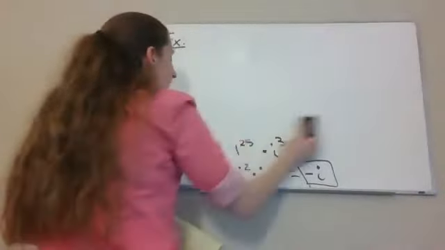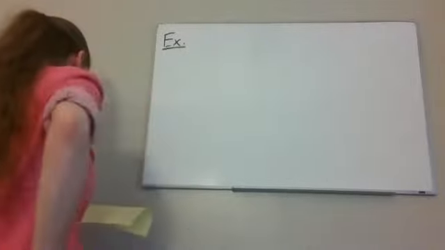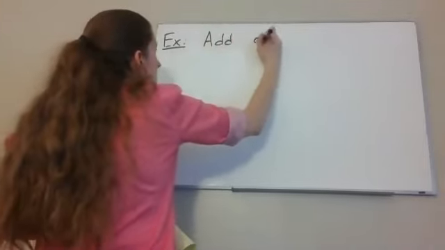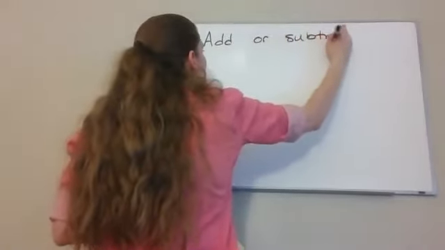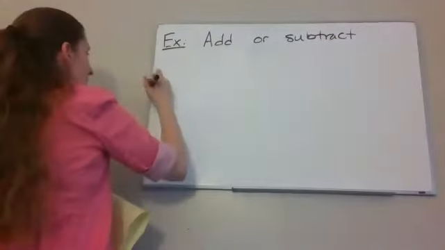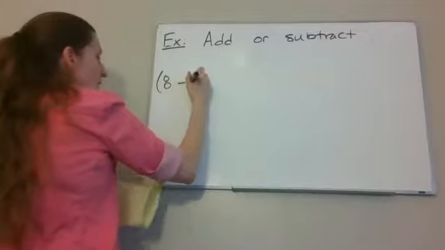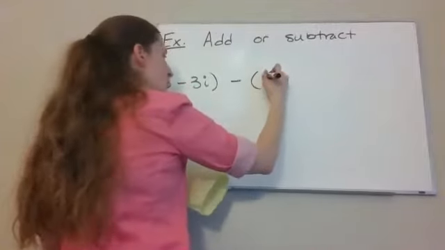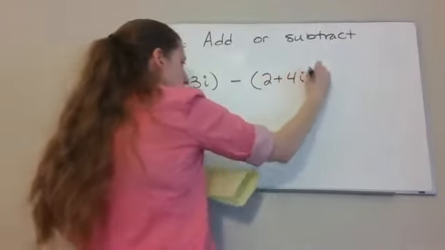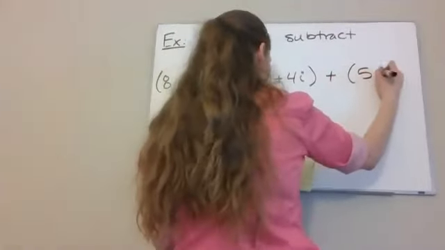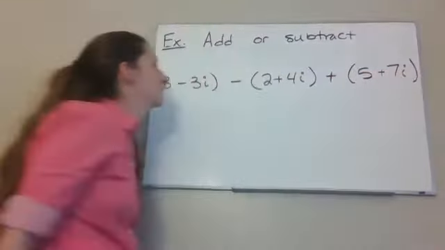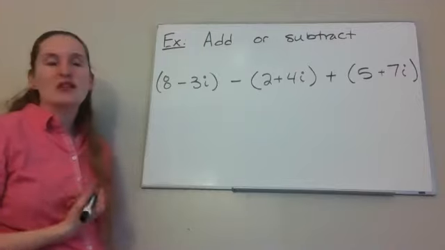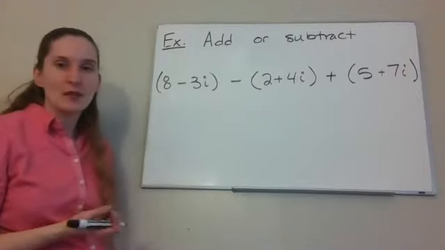Now let's get some practice in adding and subtracting our complex numbers. So our first example, we're going to have the complex number 8 minus 3i minus the complex number 2 plus 4i plus the complex number 5 plus 7i. And even though i is not a variable, it's a number, you should kind of think of it like it is a variable when simplifying.